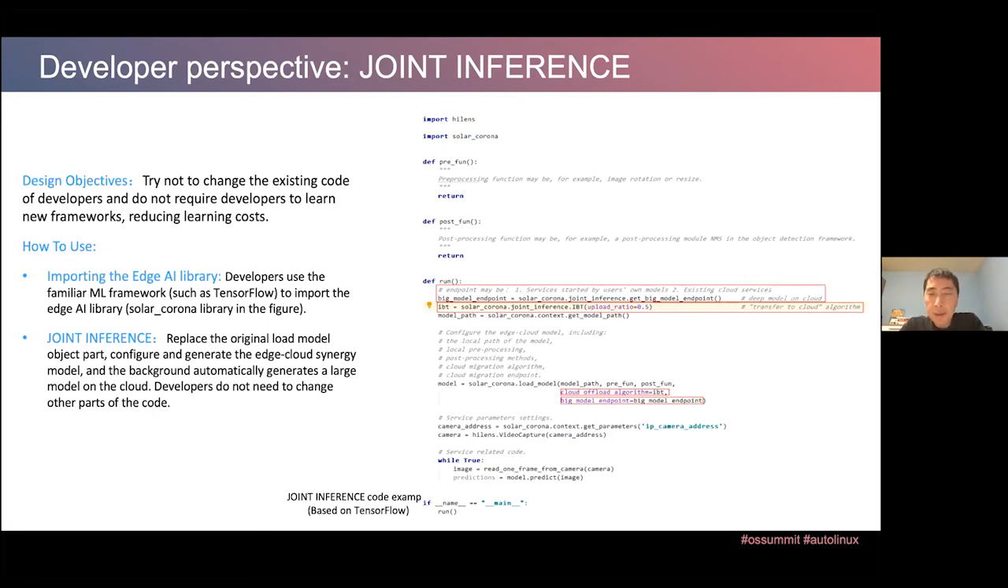So in case your confidence level does not match the goal, it automatically transfers to the cloud for the second layer of the inference. The developer does not need to change other parts of the code, and only needs to use our SDK to configure and generate this edge-cloud joint inference.